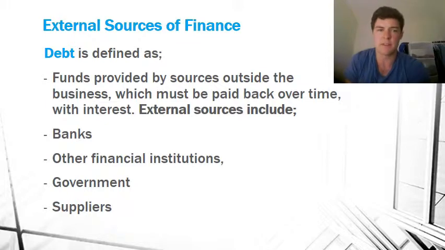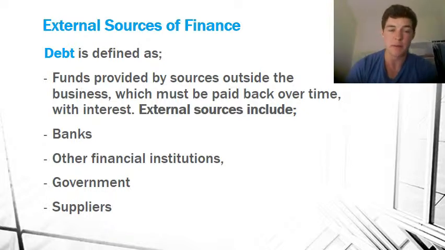Okay, so look at the first type of external source: debt. This is defined as funds provided by sources outside the business, which must be paid back over time with interest. The sources from where you get this money would be banks, other financial institutions, the government, and suppliers.